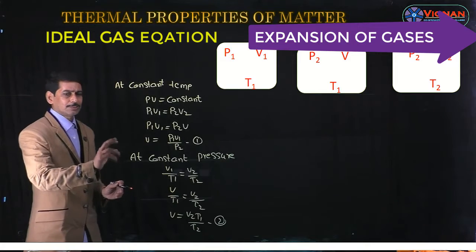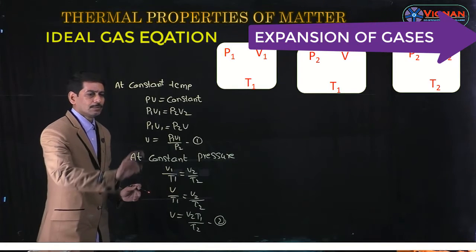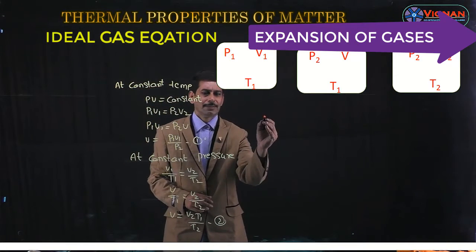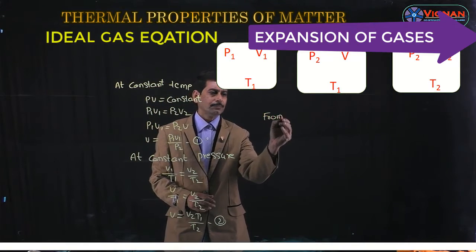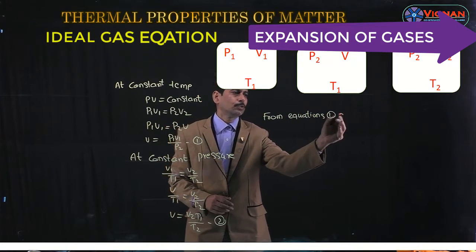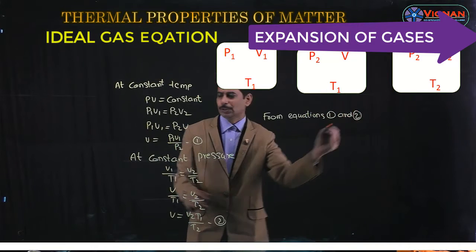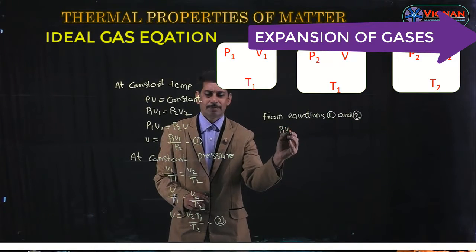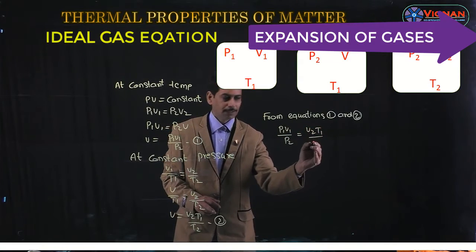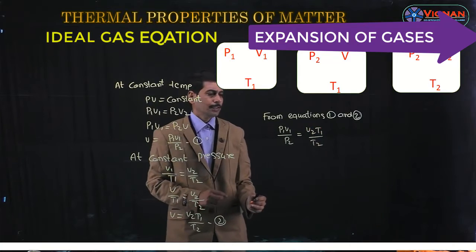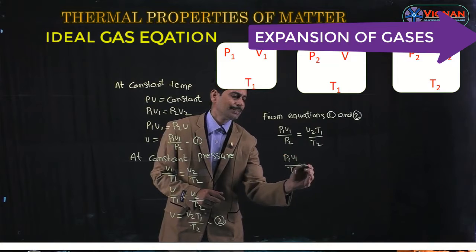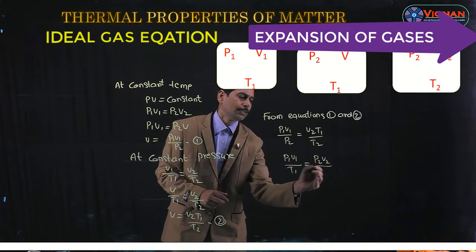Now observe equations 1 and 2. Both are V. So from equations 1 and 2 we can write P1 V1 by P2 is equal to V2 T1 by T2. Now bring T1 to this side, then it becomes P1 V1 by T1 is equal to P2 V2 by T2.